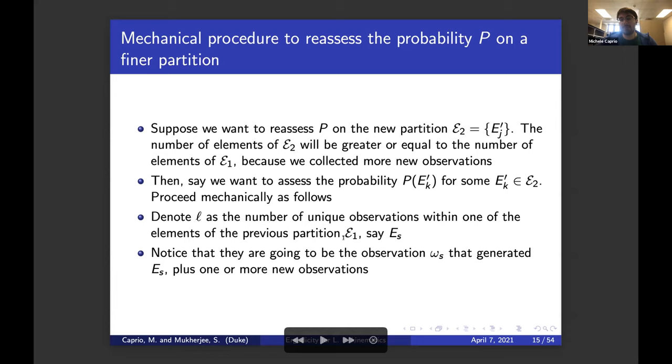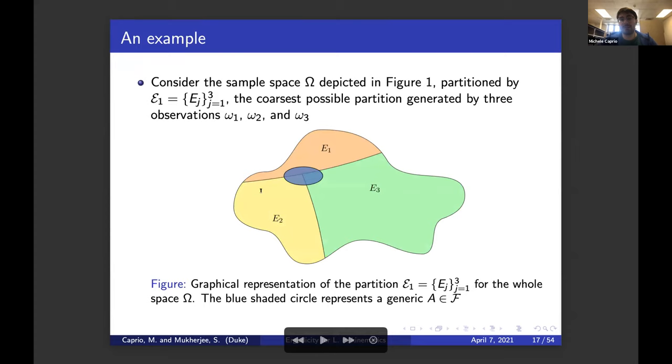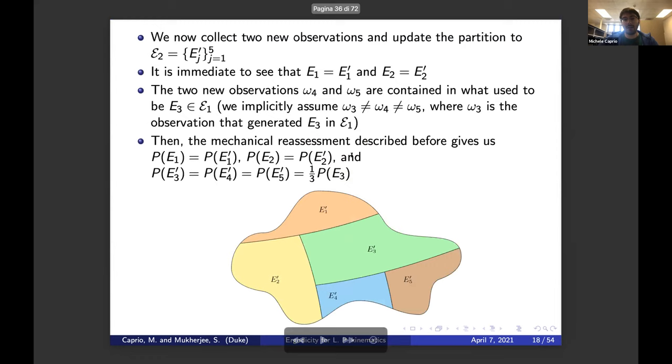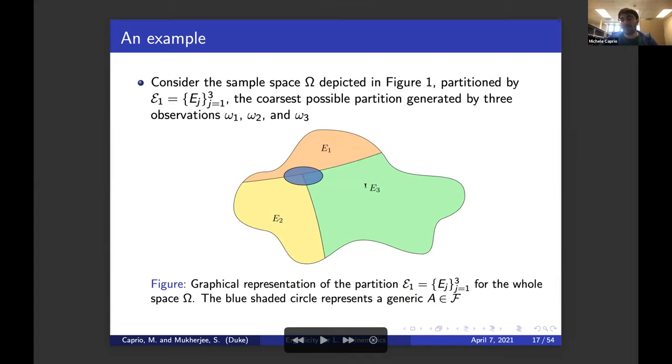So suppose we are in this situation right here. Suppose E1 is our partition at time one, and it is the coarsest possible partition generated by three observations, omega one, omega two, and omega three, which means that omega one belongs to E1, omega two belongs to E2, and omega three belongs to E3. Now we observe two new observations, omega four and omega five, and therefore we have a finer partition. And of course we assume that omega four and omega five are different from the previous ones, so they're new elements. And somehow we know that omega four and omega five end up being within what used to be E3. And what do I mean by this?